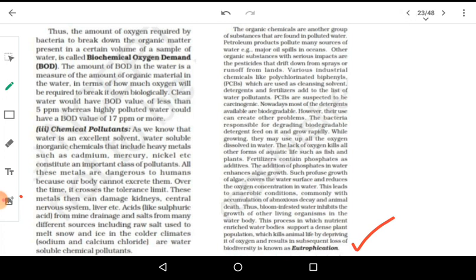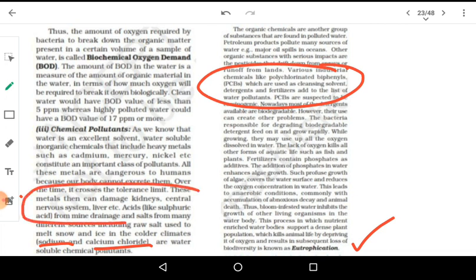Now, some of the major chemical pollutants of water include PCB, which is very important, polychlorinated biphenyls, an industrial chemical which is used as a cleansing solvent, in detergents and fertilizers. They are a major constituent of water pollution. Also, we have sodium and calcium chloride. Even these are water soluble chemical pollutants, so this is also important. And these metals can have many negative impacts, such as damage to the kidneys, central nervous system, liver, etc.